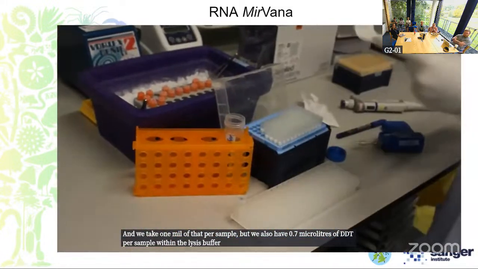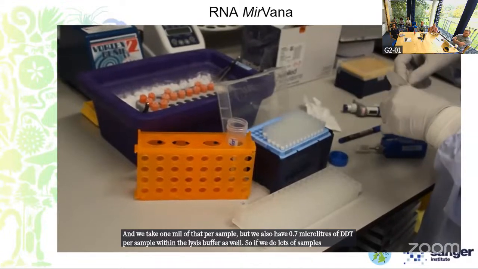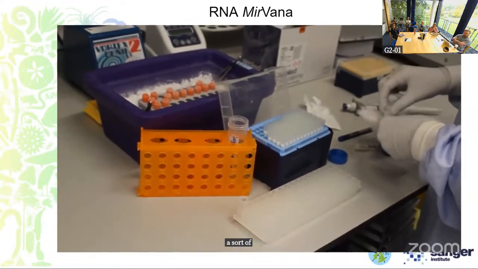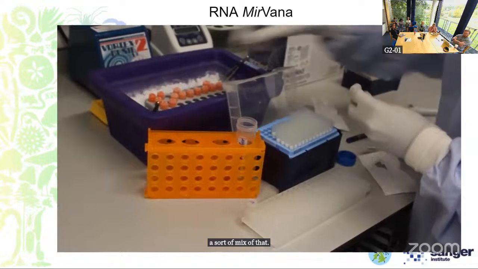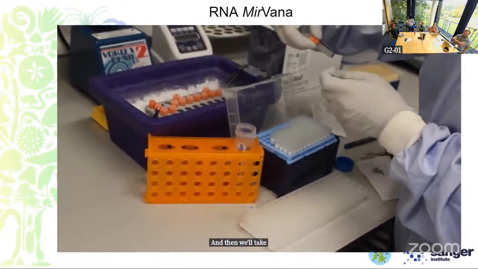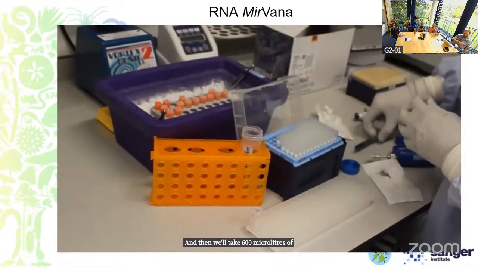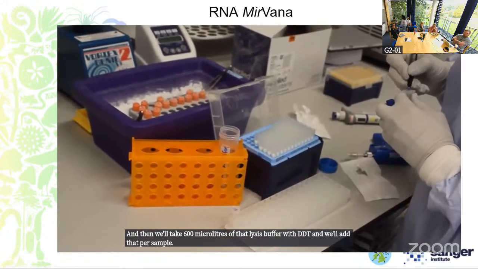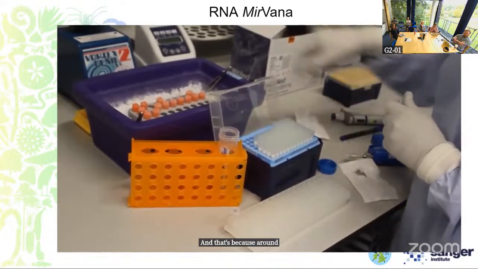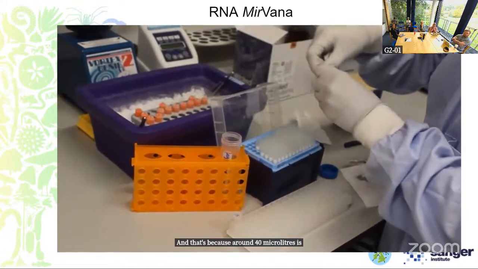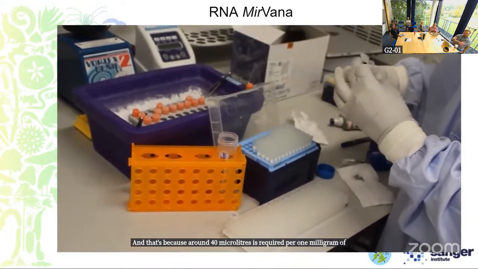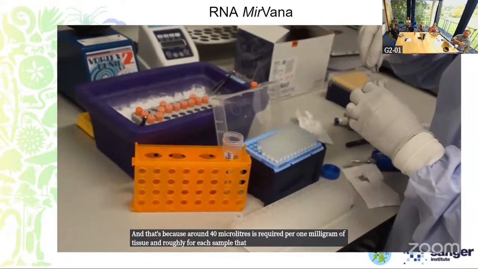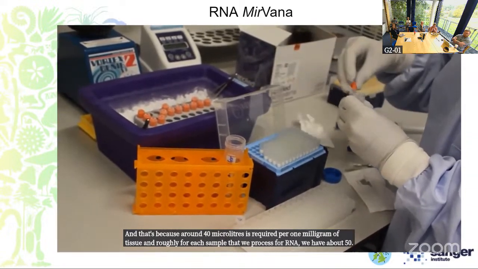So if we do lots of samples, we make up a big mix of that. And then we'll take 600 microliters of that lysis buffer with DTT, and we'll add that per sample. That's because around 40 microliters is required per 1 milligram of tissue. And roughly for each sample that we process for RNA, we have about 50 milligrams.